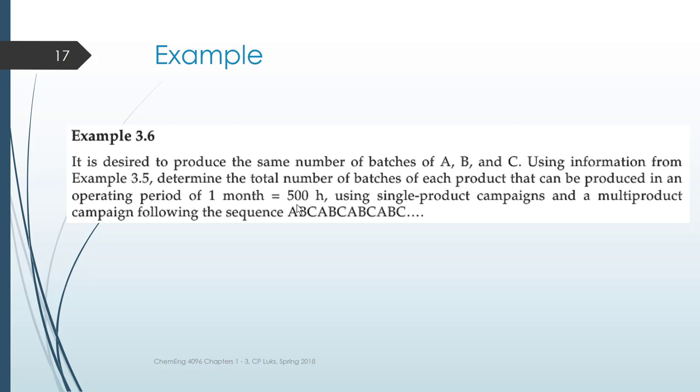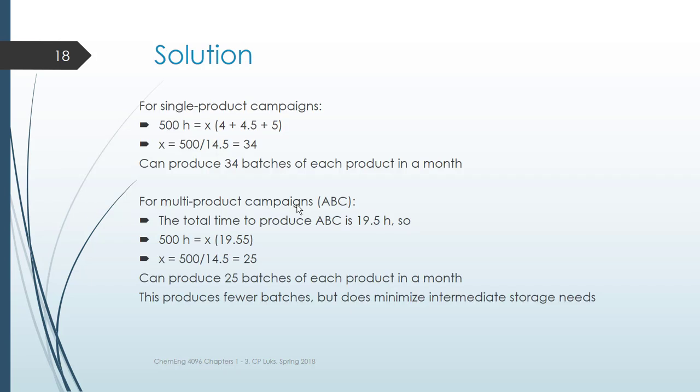Now, in this example, it's desired to produce the same number of batches of A, B, and C. Use the numbers from the last one and figure out how many batches of each product can be produced in a 500-hour month using a single product campaign and for a multi-product campaign. And here they're doing it analytically. And so just applying the equations that we had seen earlier, they estimate that 34 batches in a month for single product and 25 batches in a month for the multi-product.